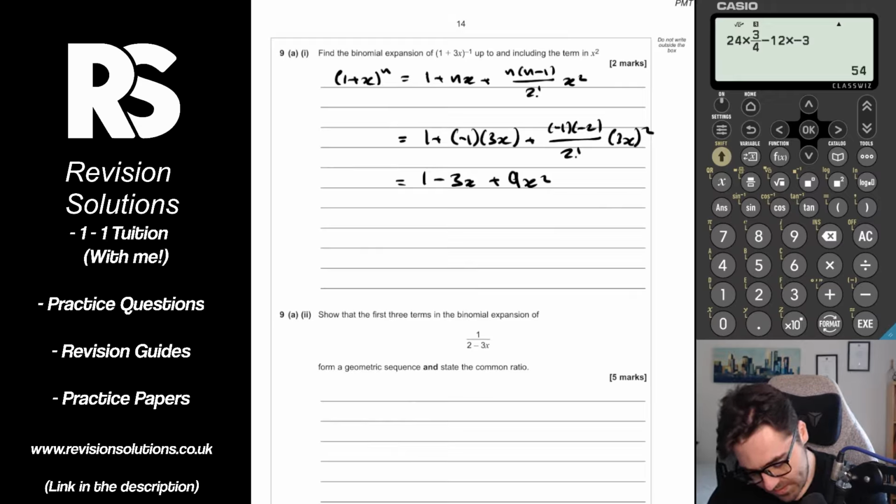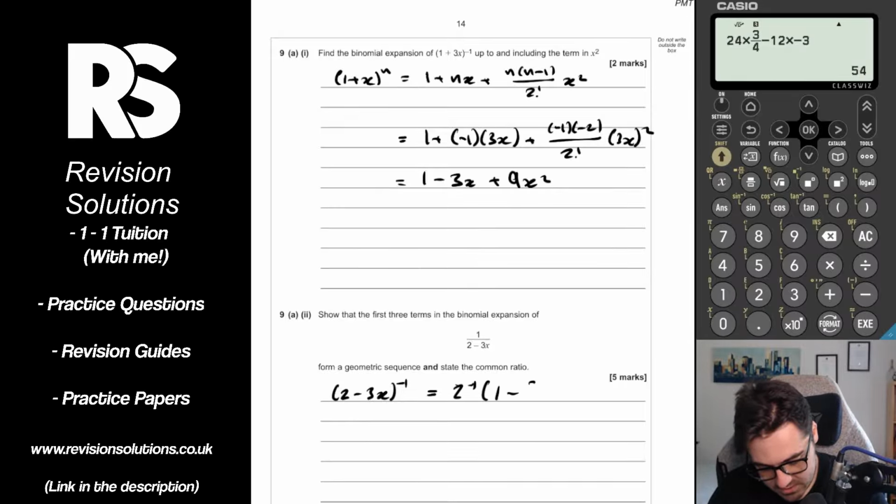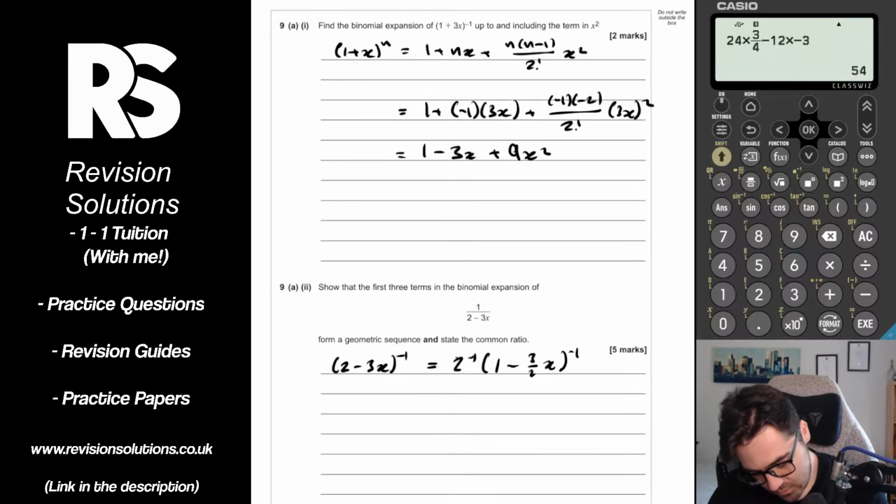So let's write it as a power first. So that would be 2 minus 3x to the minus 1. And then the issue we have is we haven't got it in this 1 plus form, we have 2 minus something. So let's take out a factor of 2 to the minus 1. That'll leave us with 1 minus 3 over 2x to the minus 1, which is just a half of 1 minus 3 over 2x to the minus 1.